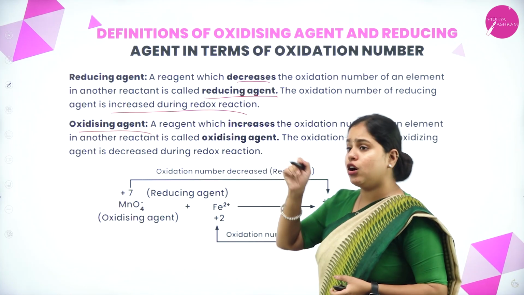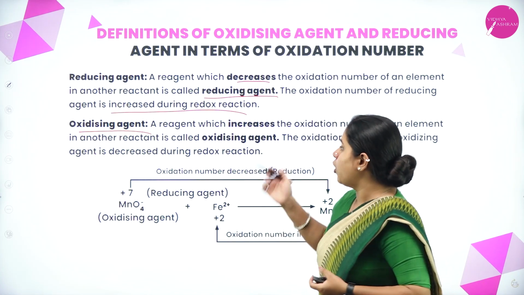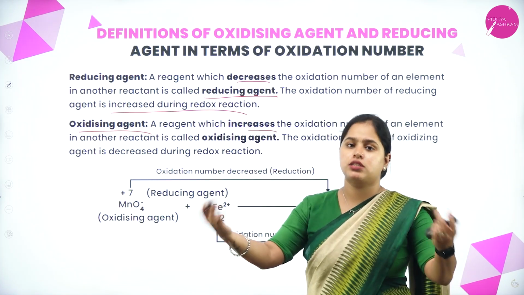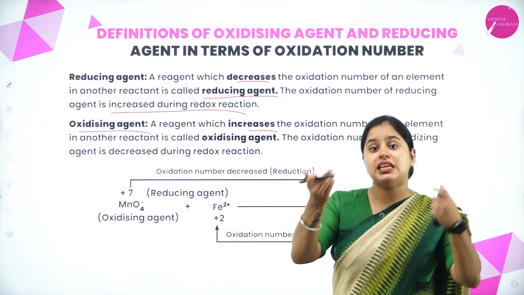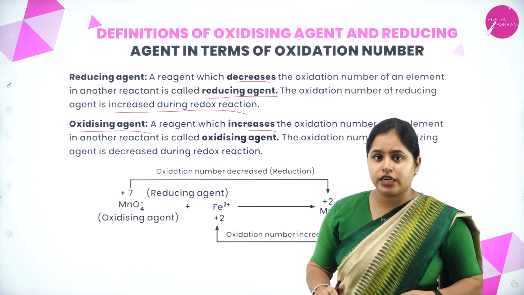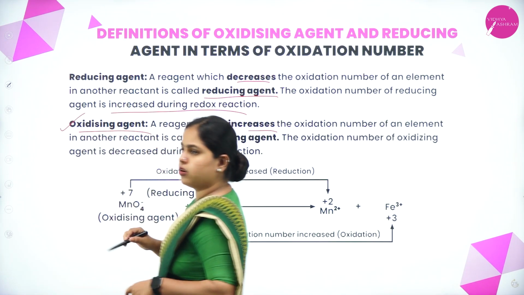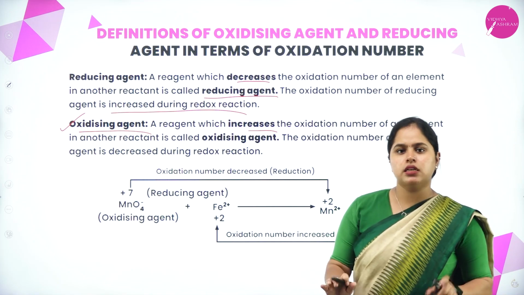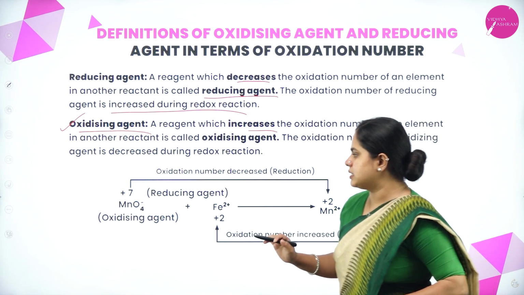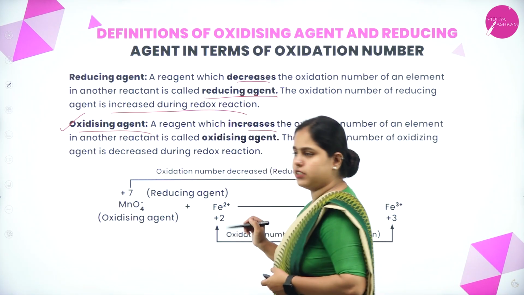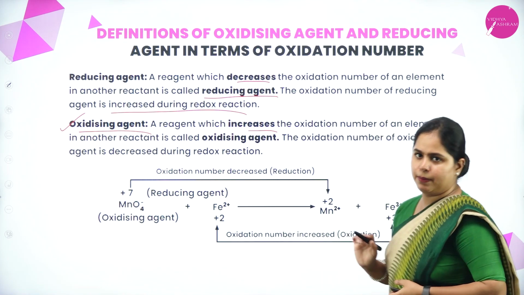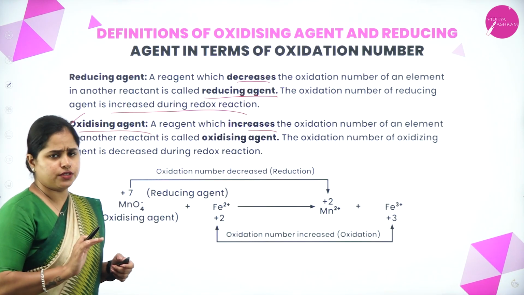Now moving on to the oxidizing agent, it is a reagent which increases the oxidation number of another element, but it itself undergoes a reduction in its oxidation number, right? The oxidizing agent will undergo reduction by the decrease in oxidation number. So let's take an example here. MnO4 minus plus Fe2 plus is giving Fe3 plus and Mn2 plus. So this is the reaction which is given here.